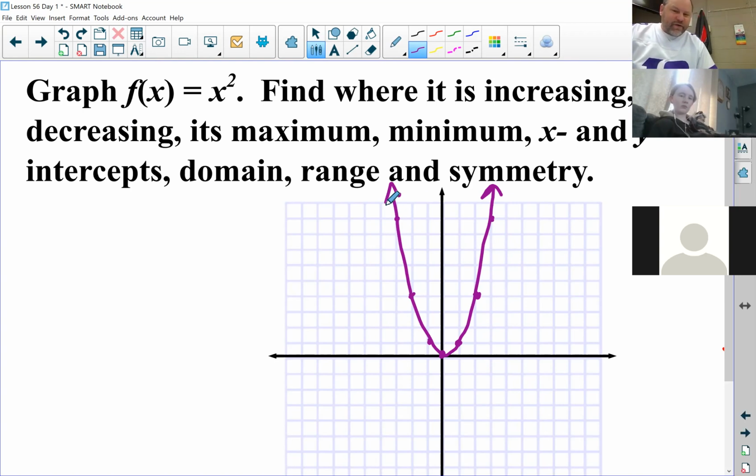If we have an even power, what's going to happen to that parabola? It's going to widen out. So x to the 4th would be a little bit wider, x to the 6th would be a little bit wider, and so on.